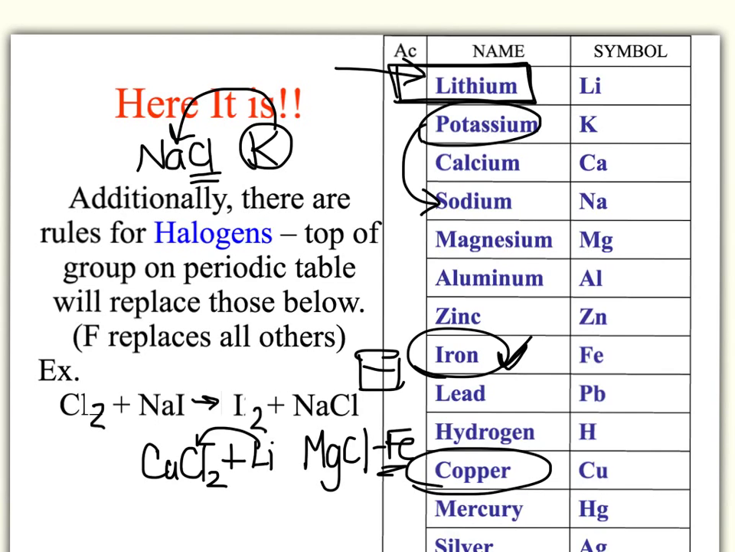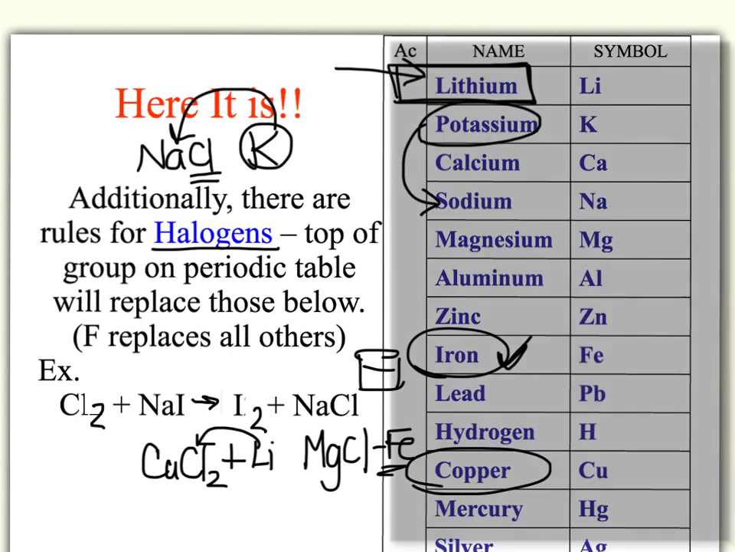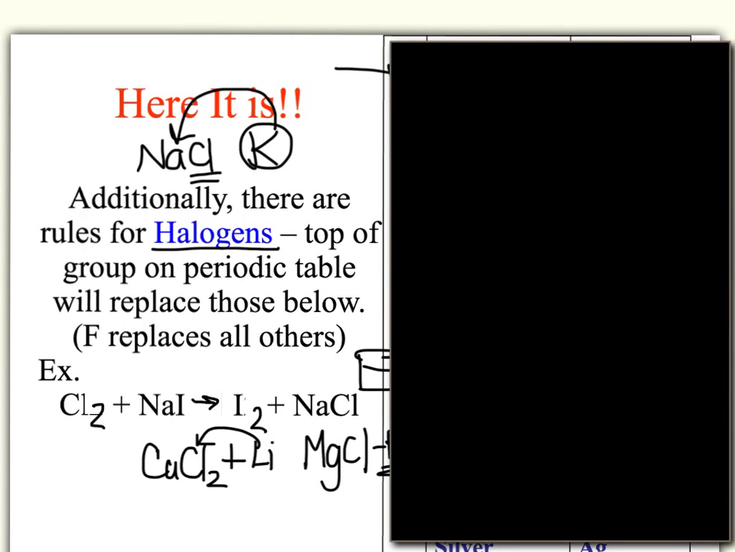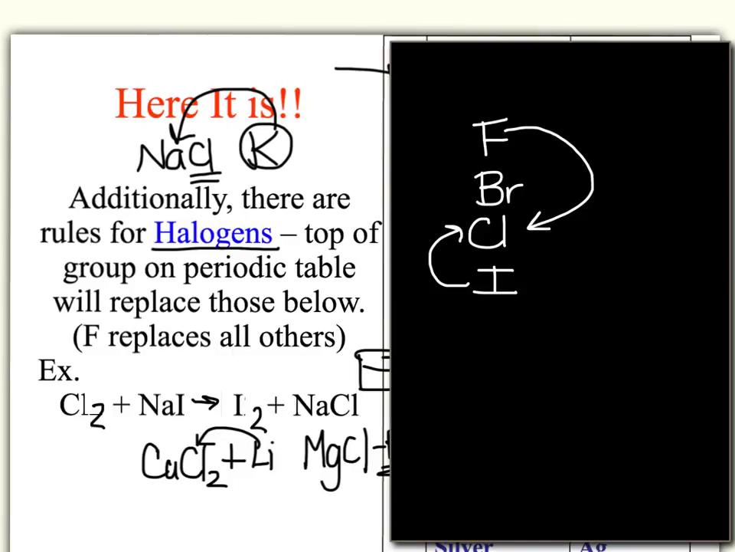There's also a rule for halogens, meaning fluorine, chlorine, bromine, all of those. And the rule for those is that any element above another, again, would take its place. So if we go to our halogens, they're fluorine, chlorine, bromine, iodine. So fluorine could steal chlorine away, but iodine could not.